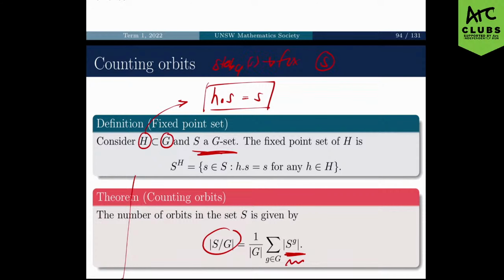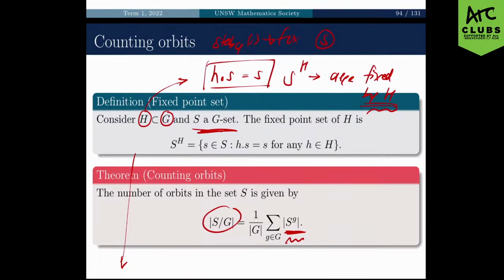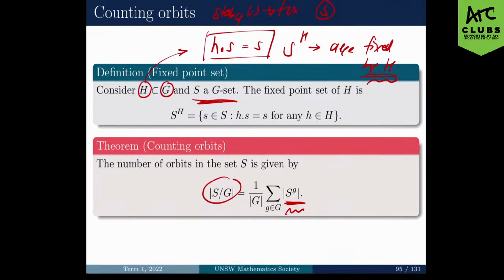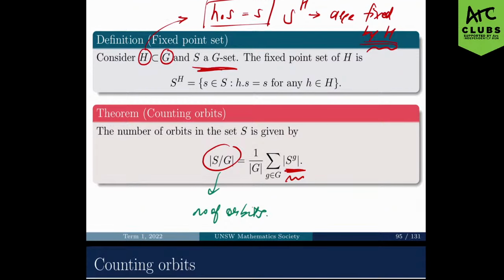But the fixed point set is equal to the set of all elements that are fixed by h. Right, and so what you can do is you can also count the number of orbits. So you can use these fixed point sets to count orbits. So the number of orbits is given by this formula, 1 divided by the order of G times summing up over all the elements of G, the sizes of the fixed point sets.